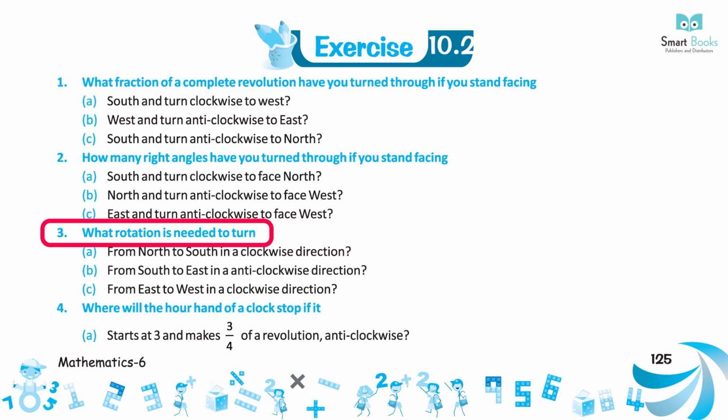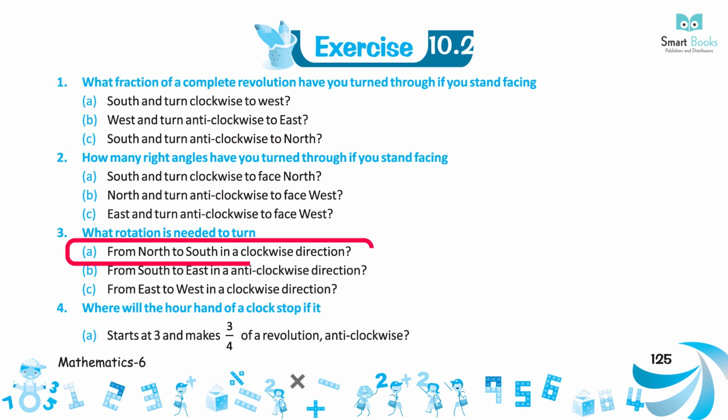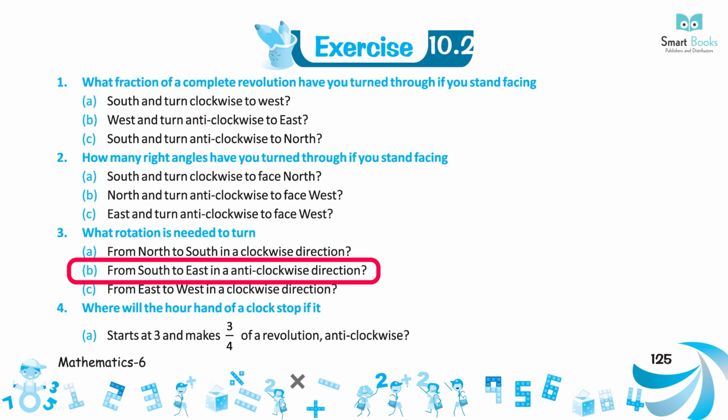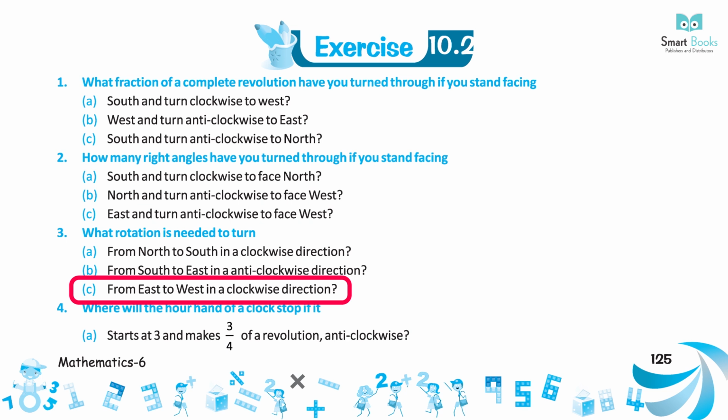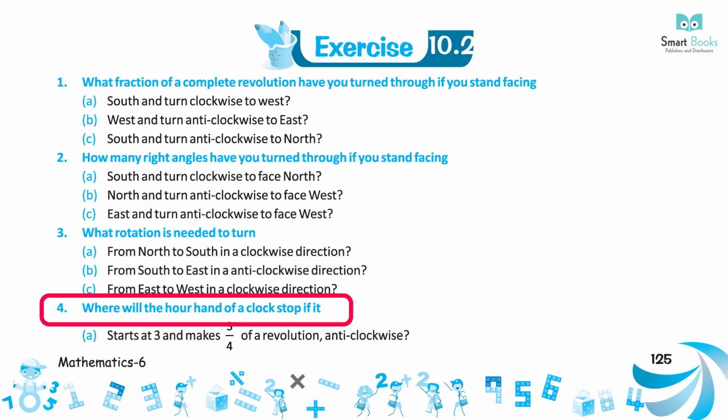Question 3. What rotation is needed to turn A. from north to south in a clockwise direction? Solution. 180 degrees. B. from south to east in an anti-clockwise direction. Solution. 90 degrees. C. from east to west in a clockwise direction. Solution. 180 degrees.